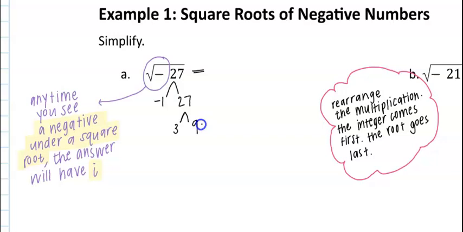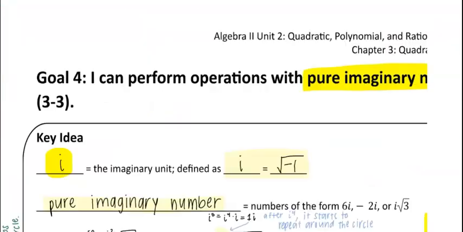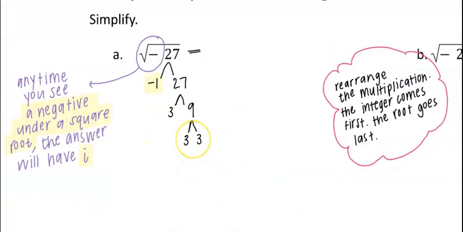27 divided by 3 makes 9, and then 9 is not a prime number. It can also break down into 3 times 3. You have to break it all the way down into prime numbers. Once you get to the prime numbers, now you're going to look for any matching factors. The factors don't have to be next to each other on the factor tree.